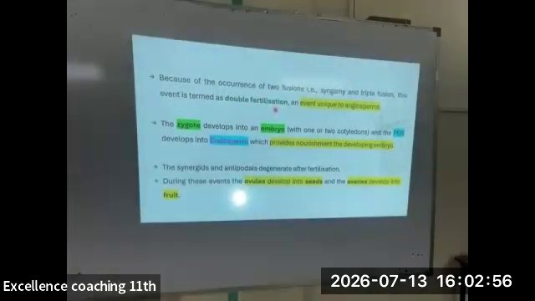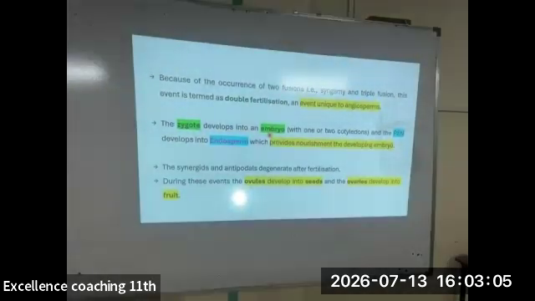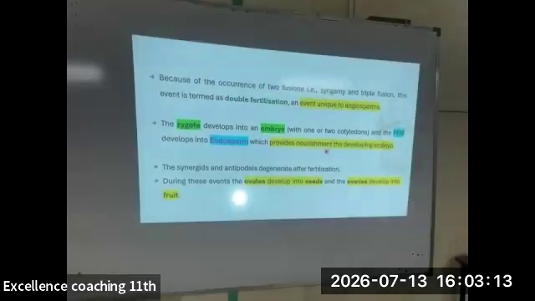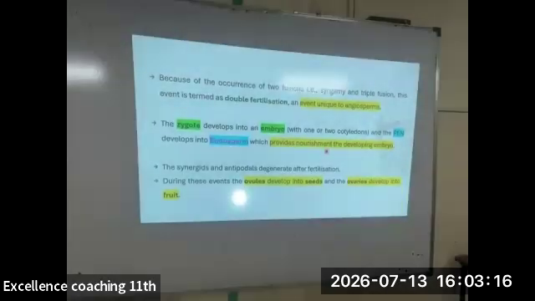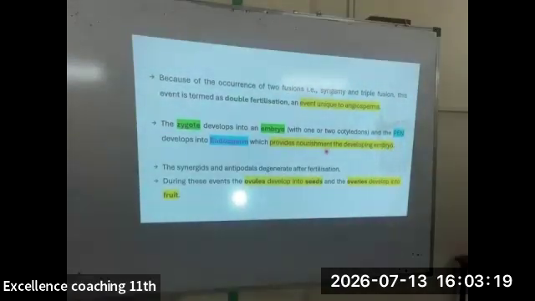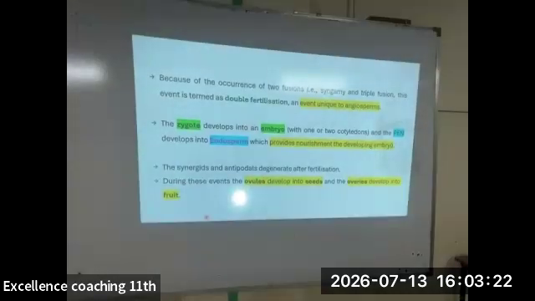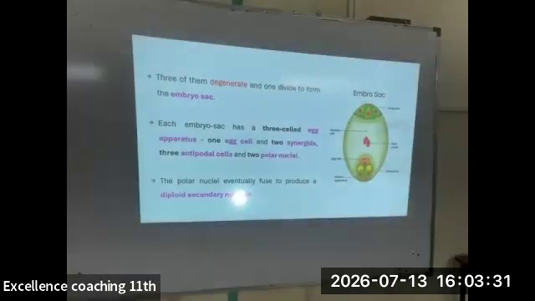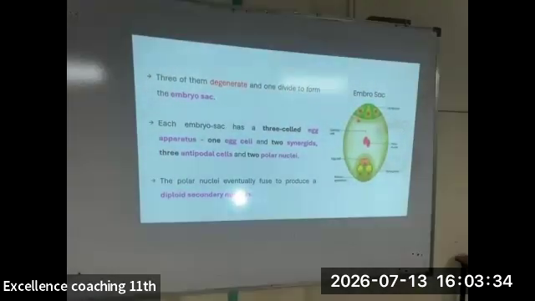in angiosperms. Then the zygote will develop into the embryo. The zygote is the fused egg cell and sperm. It will turn into the embryo, and the primary endosperm nucleus will form the endosperm. The endosperm provides nutrition for the growing zygote. Is this clear to everybody? Now the synergids and antipodals degenerate after some time. These two synergids and the antipodals degenerate after sperm fusion.